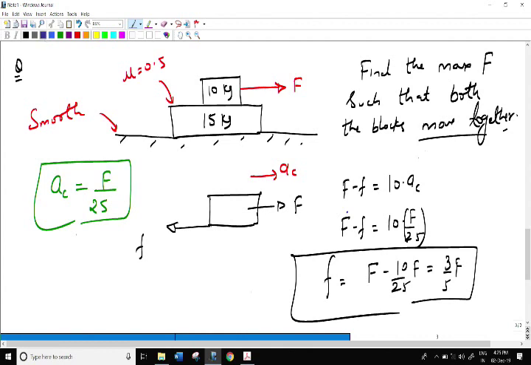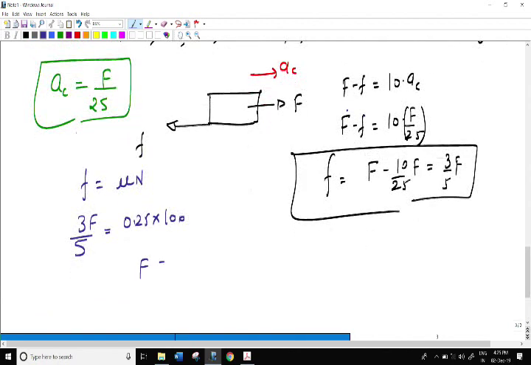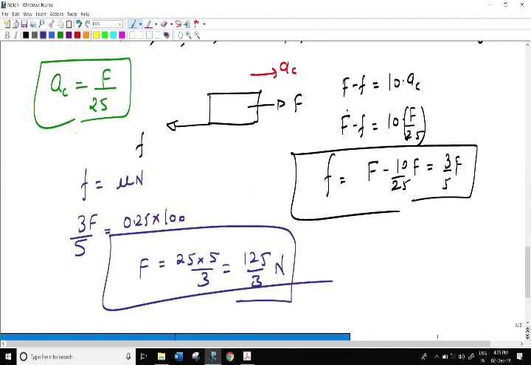Now they are talking about the maximum external force. It means in that case we will have the maximum friction. Okay. So maximum friction is equal to how much? Mu into N. So force 3F by 5 is equal to mu, which is 0.25 I guess, into N, which is equal to mg, which is 100. Okay. So F is equal to 25 into 5 by 3, 125 by 3 Newton. This is the answer.